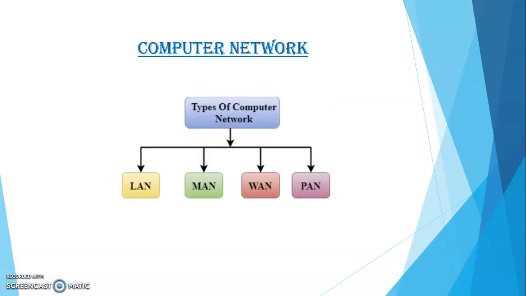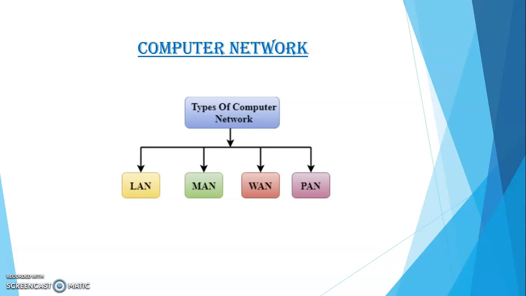Now let's discuss computer networks. A computer network is a group of computers linked to each other that enables a computer to communicate with another computer and share their resources, data, and applications. A computer network can be categorized by size. A computer network is mainly of 4 types: local area network, personal area network, metropolitan area network, and wide area network.